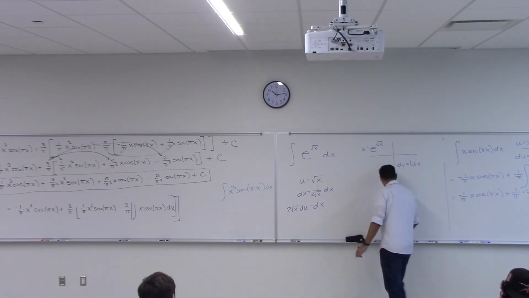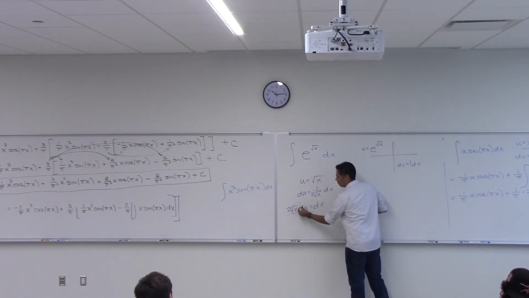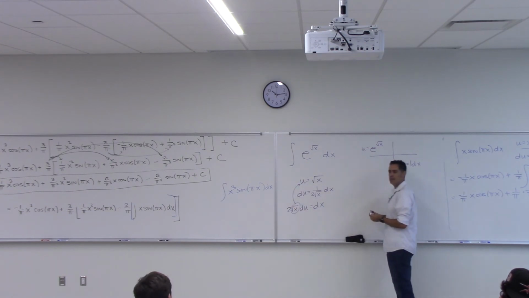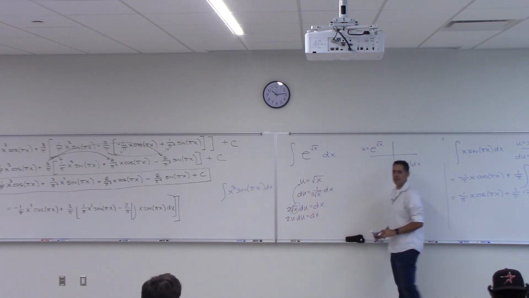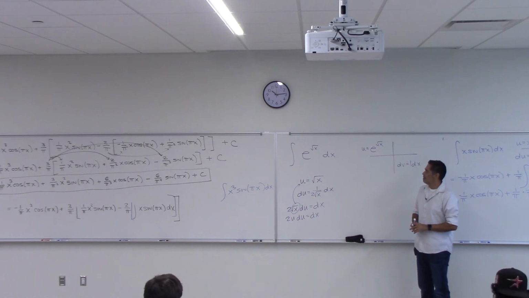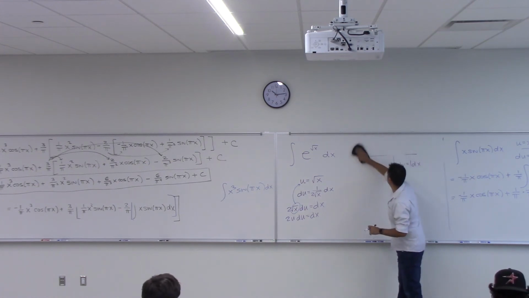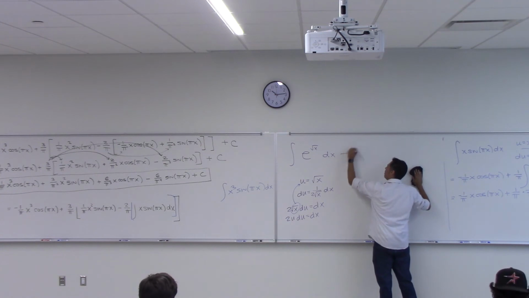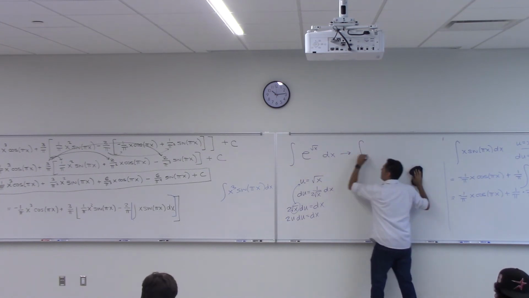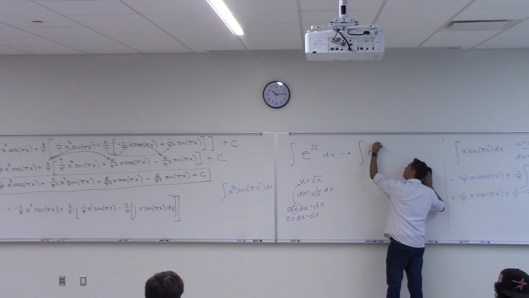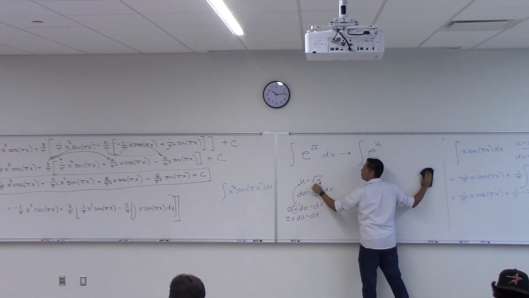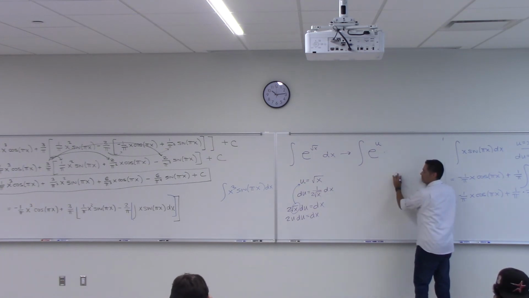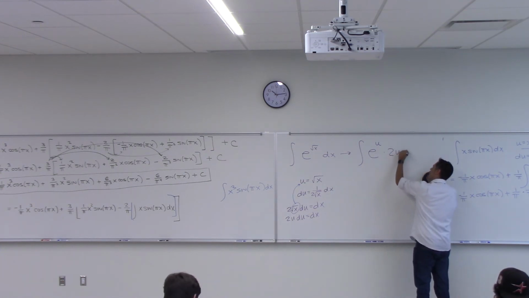But what's the square root of x? It's u, isn't it? So this line can be rewritten how? 2u du equals dx. And now rewrite this problem. E to the square root of x becomes e to the what? E to the u. And what does dx become? 2u du.